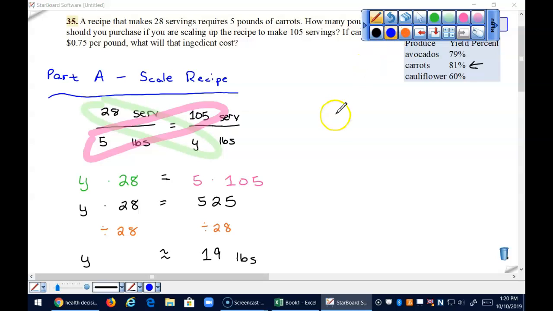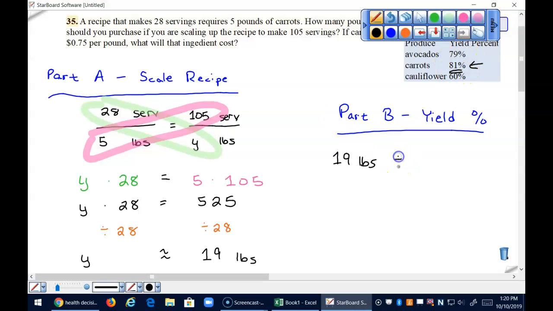Okay, part B. Is the yield percent. So I have my 19 pounds. What do I do with that 81? Divide it by 0.81. And again, 23.45, I'm going to round up.